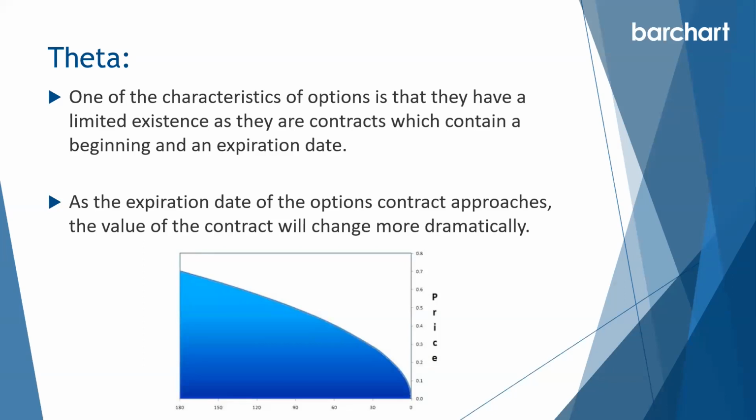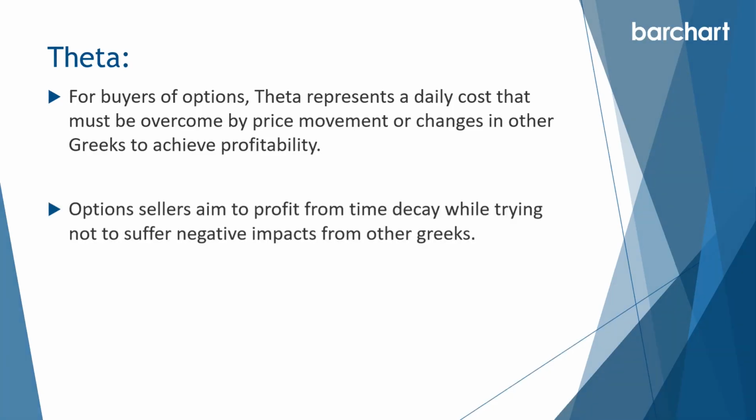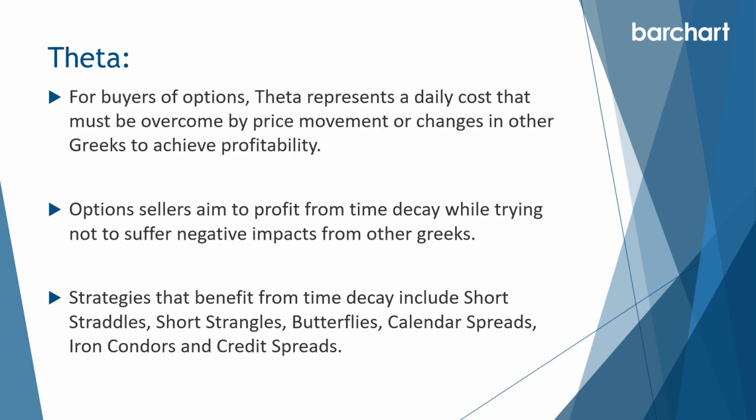If you've got a very high theta because you're trading short-term contracts, you're likely to have very high gamma or price risk as well. For buyers of options, theta represents a daily cost that must be overcome by price movement or changes in other Greeks to achieve profitability. Option sellers, on the other hand, aim to profit from time decay while trying not to suffer the negative impacts from the other Greeks. Strategies that benefit from time decay include short straddles, short strangles, butterflies, calendar spreads, iron condors, and credit spreads.